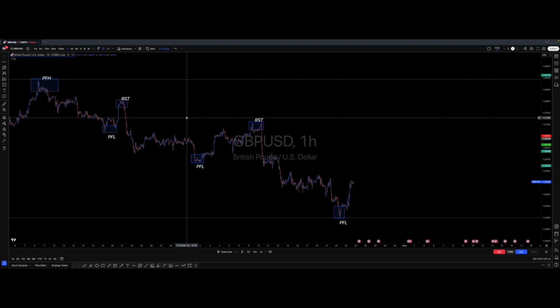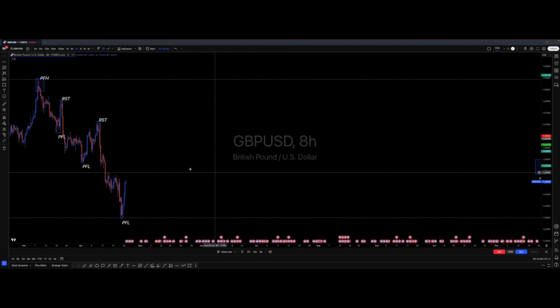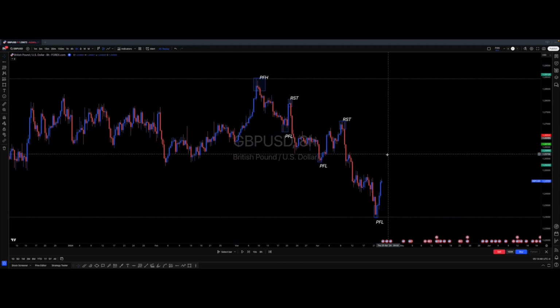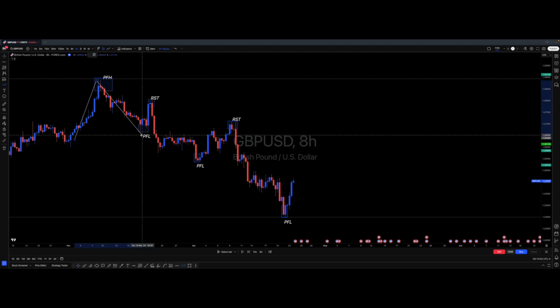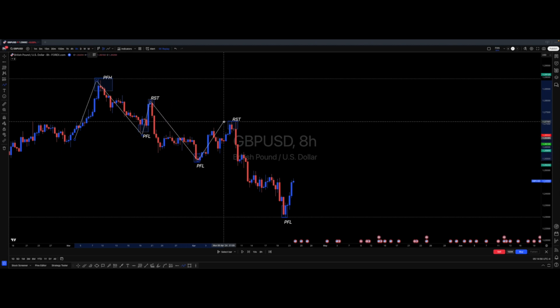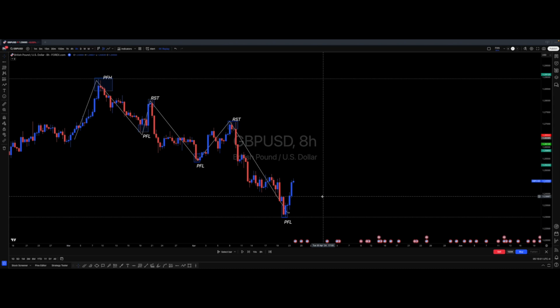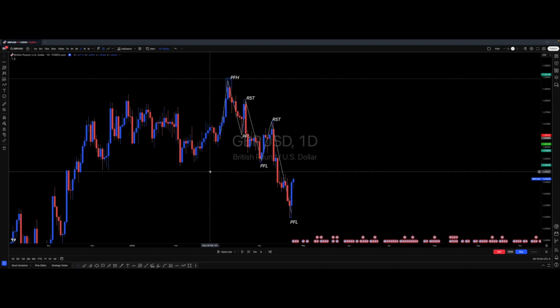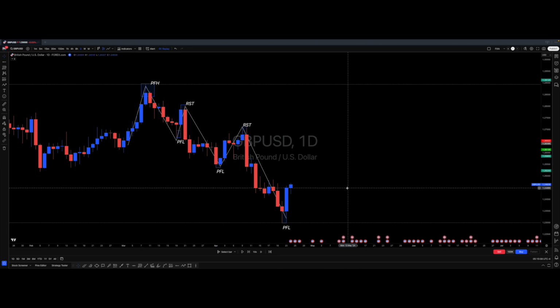So here's what this looks like on higher time frames, so you can understand. On an 8-hour time frame, you can see it's literally just a pullback. They're just pullbacks on the 8-hour time frame. Daily time frame, same thing. They're just pullbacks on a daily time frame, like I was telling you before. That's how you do peak formations on pound USD.